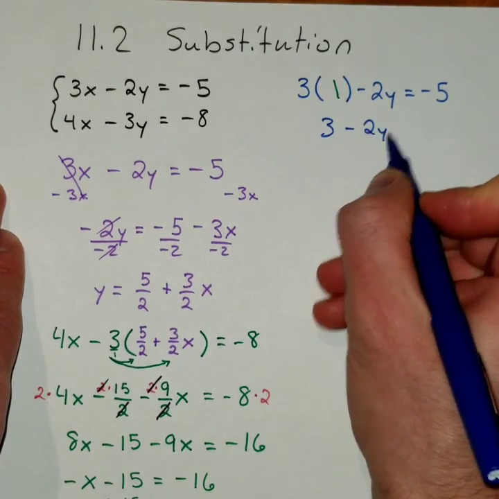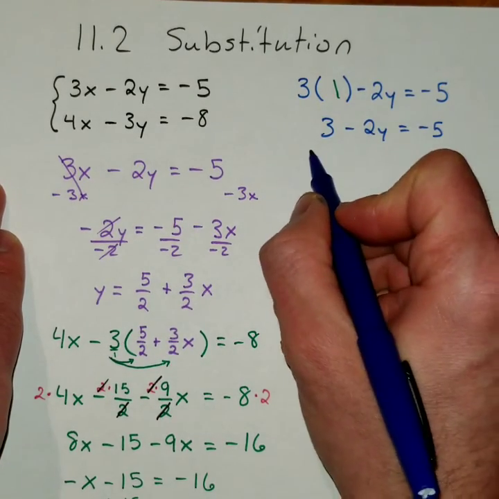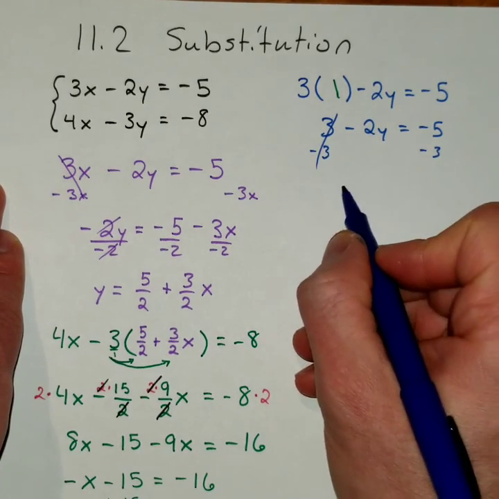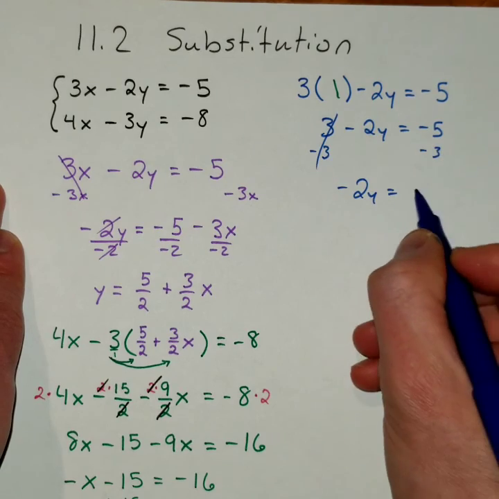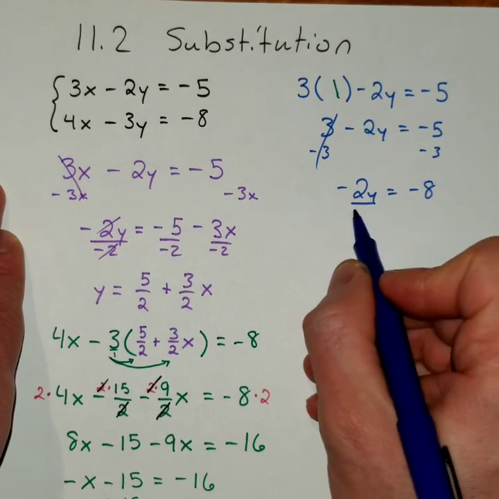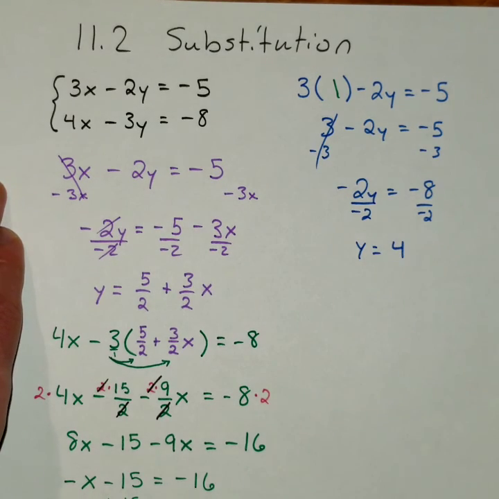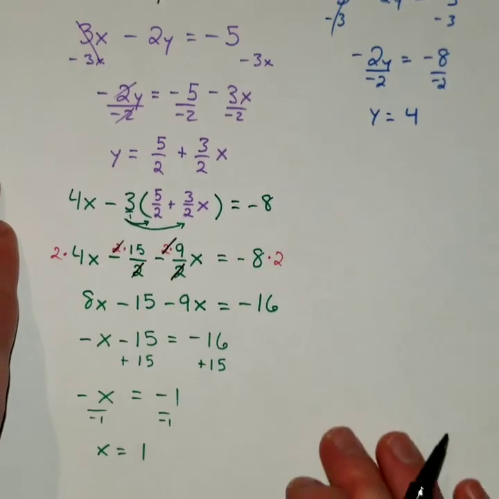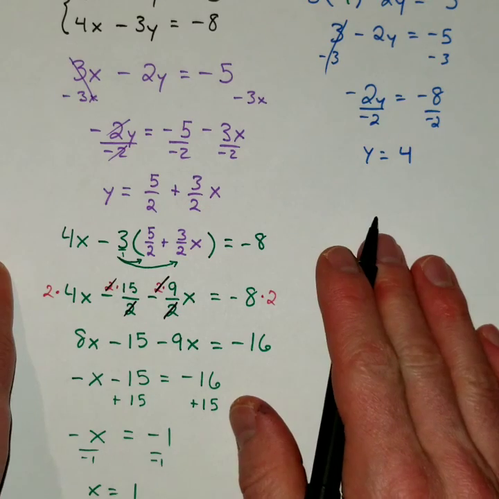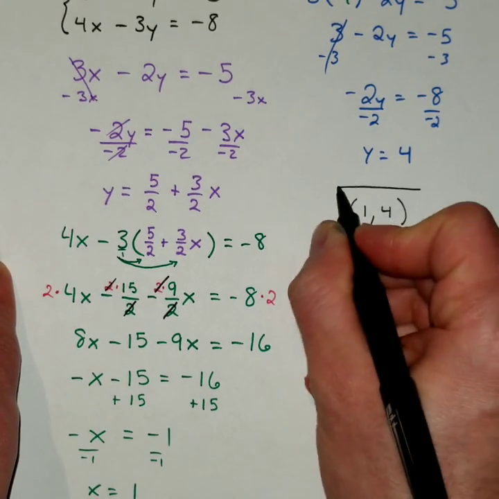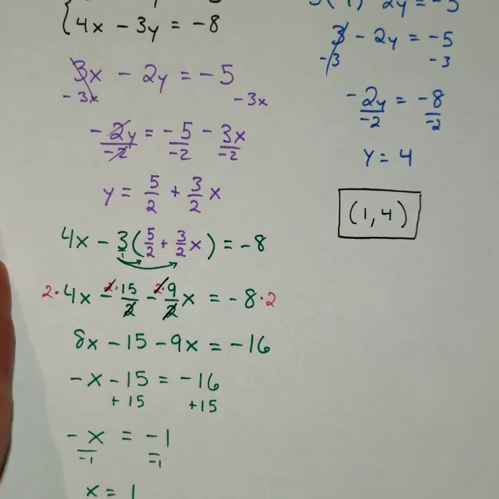3 minus 2y equals negative 5. I'm going to subtract the 3 from both sides. Negative 2y equals negative 8. And divide out the negative 2. And y will equal 4. And so our final answer here, again, is the ordered pair, including both the 1 for the x and the 4 for the y. 1 comma 4 will be our final solution.